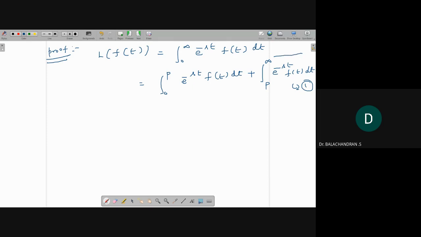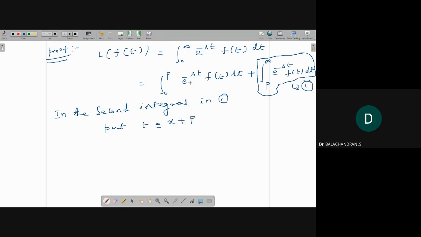Now I am going to consider only the second integral. In the second integral in equation one, I am going to substitute t equal to x plus p. Now here t varies from p to infinity. So when t equal to p, what is x? When t equal to p, x is equal to zero. Similarly, when t equal to infinity, x is equal to infinity. And I need dt also: dt equals dx.